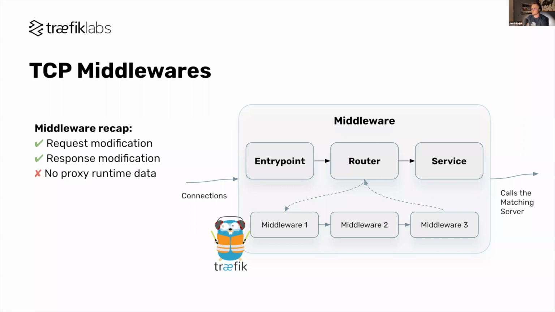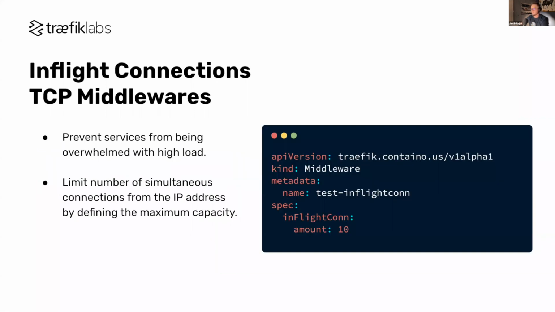But recently, starting from 2.5, we started to develop TCP middlewares, and this time we are adding a new one, which is called the in-flight connection TCP middleware. It allows you to prevent your TCP service from being overwhelmed with a high load. You can define how many simultaneous connections might be established with the service, and if the number of connections is higher than that amount, the next connection will just be dropped. Again, it's quite tricky in Kubernetes, considering Kubernetes networking, source IPs and all the related things, but still it works quite well.